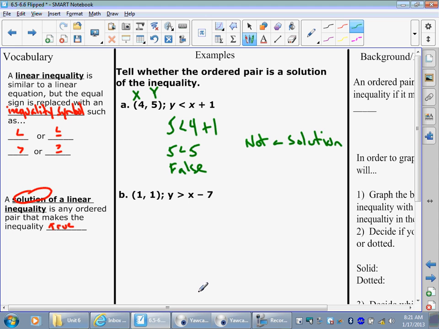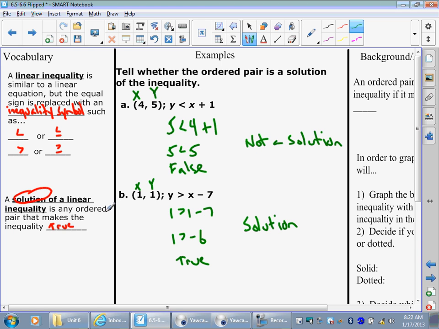Now, here, is 1, 1 a solution to this linear inequality? Well, let's replace, again, we have x and y here. Let's replace y with 1, and replace x, in this case, with 1. So we get 1 is greater than 1 minus 7, which is negative 6. Is that true or false? Well, that's true. Our answer is, yes, it is a solution.